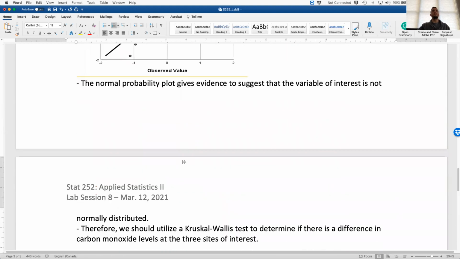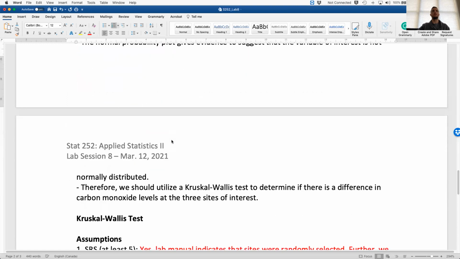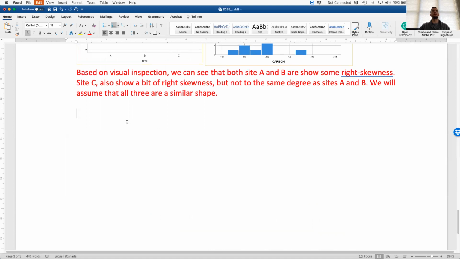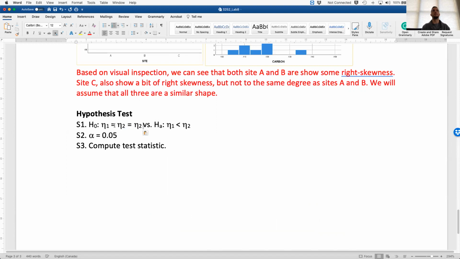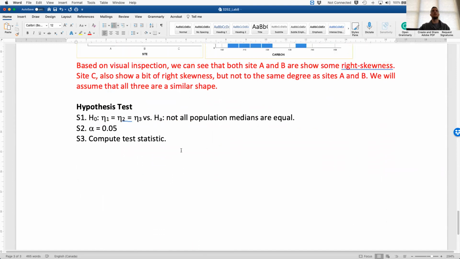Okay, so now we can perform the test. This is going to be pretty similar to what we saw before. We're going to have A1 equals A2 equals A3 versus the alternative that not all population medians are equal. We're going to test at the 5% significance level. Okay, so now we're going to compute our test statistic for the Kruskal-Wallis.